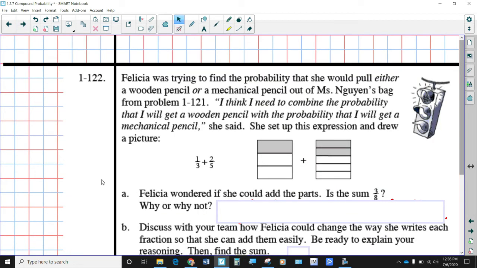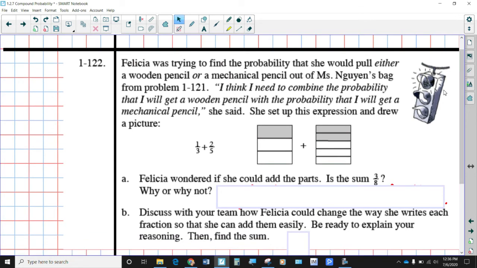we can work through here first and just talk about this a little bit, because this is another common mistake that students make. This is actually the most common mistake that I've ever seen teaching all my years when I used to teach 5th graders all the way up through 8th graders. Felicia was trying to find the probability that she would pull either the wooden pencil or the mechanical pencil out of Miss Wynn's bag from problem 121. I think I need to combine the probability that I will get a wooden pencil with the probability that I will get a mechanical pencil.